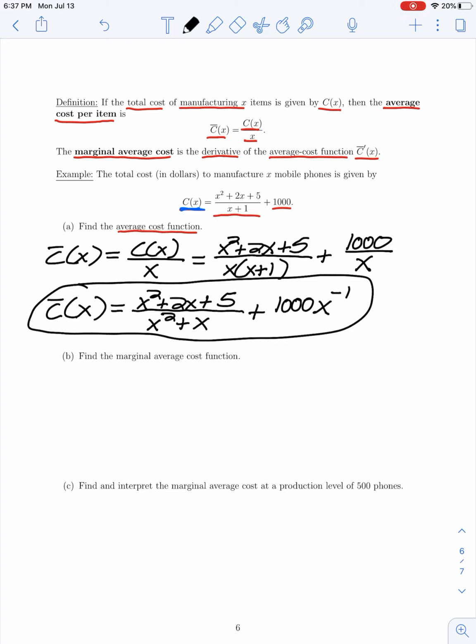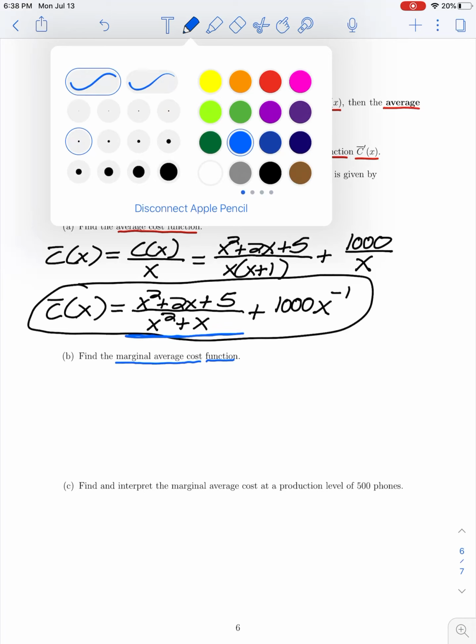So here my average cost function is the sum of two terms, where the first term is a quotient of two polynomials, and then I'm adding a 1,000x to the negative first on the end. So in part B, we are then asked to find the marginal average cost function. That is the derivative of the average cost function which we just found, and we see that since this first term in our average cost function involves a quotient, we need to make use of the quotient rule.